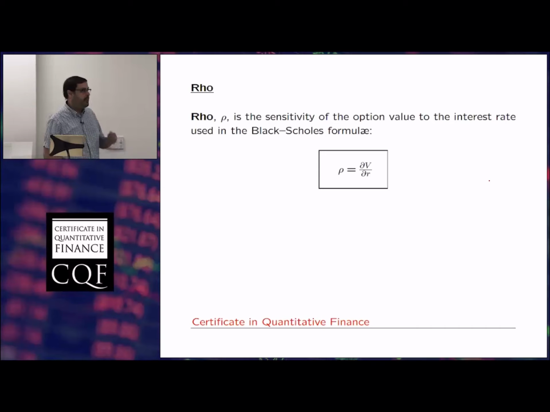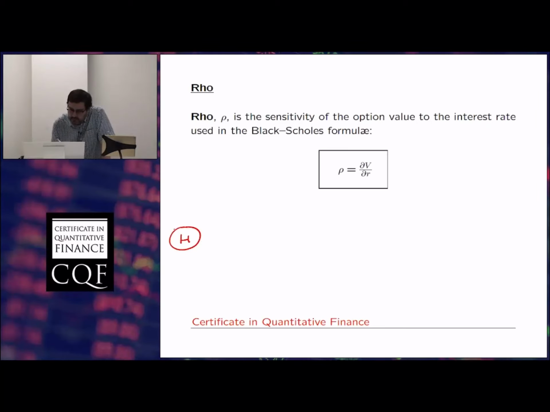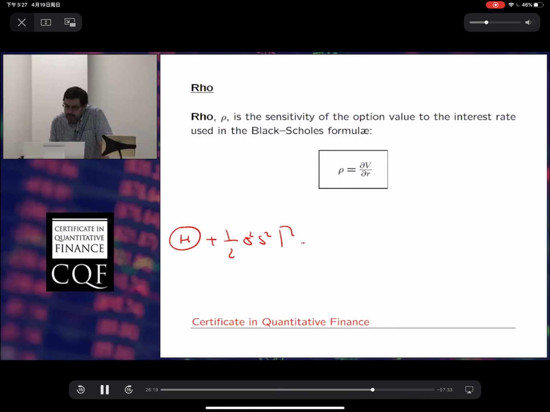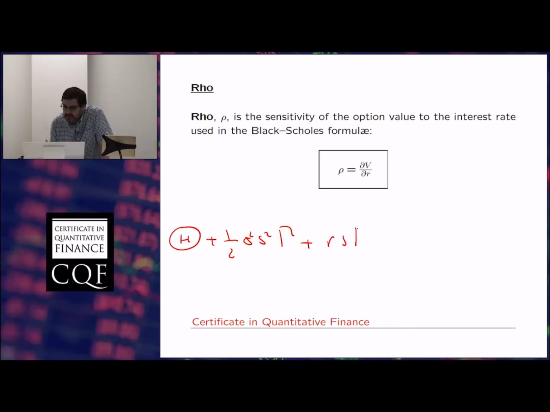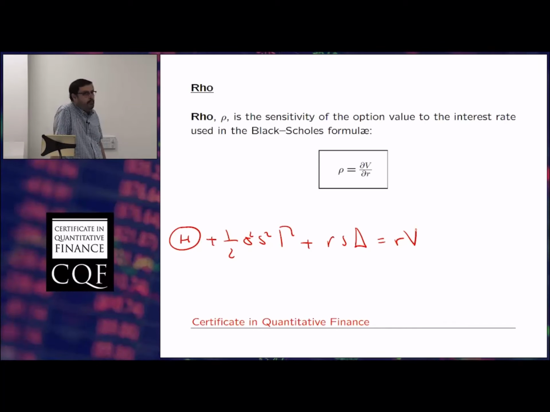We can now also write down the Black-Scholes equation in terms of the Greeks. So the Black-Scholes equation we can write down as dV by dt plus a half sigma squared S squared times d squared V by dS squared plus rS dV by dS minus rV, which we take to the other side. So here's the Black-Scholes equation written down in terms of the Greeks. Okay, happy with that?